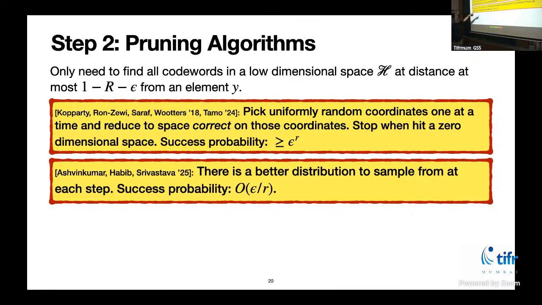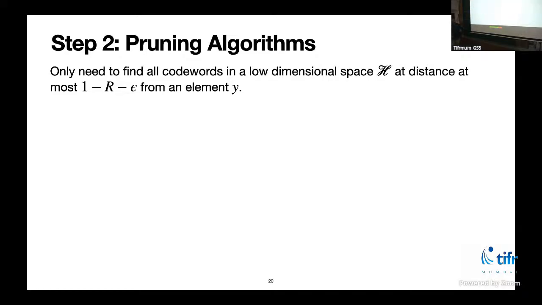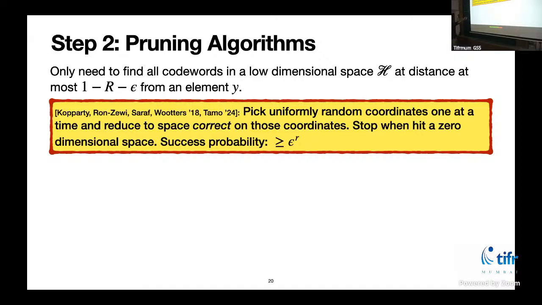Repeat r times, you find the codeword. So this means that there are at most 1 over epsilon to the r close by codewords. One thing to note is that, starting from this assumption, here we use nothing about subspace designs. This is just true for any linear code, any additive code.